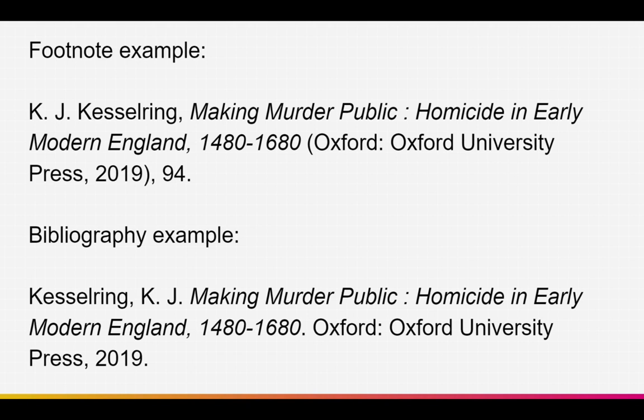Another key difference you might have noticed is how the author is displayed. So in the footnote, you will have the first name first and the surname second. In the bibliography, that's switched. So you will display the surname first, then a comma, followed by the first name. You'll also see that in the footnote, the publication information, so location, publisher, and date, are enclosed in round brackets. However, that is not the case in the bibliography. Those are going to be some of the main pieces of information you'll need to remember for differences between footnotes and bibliography.